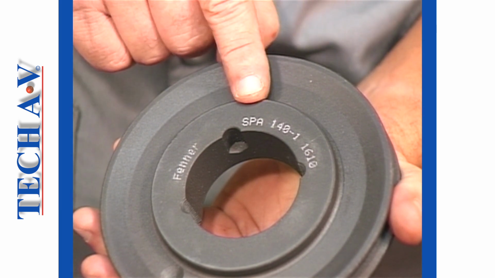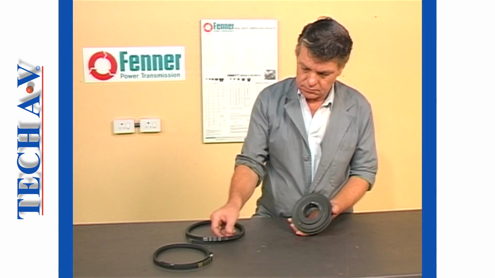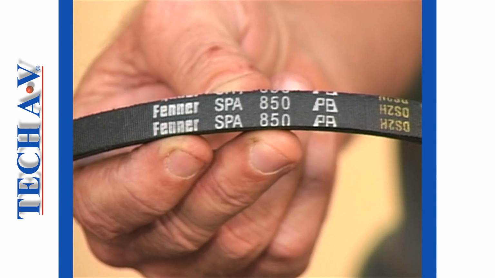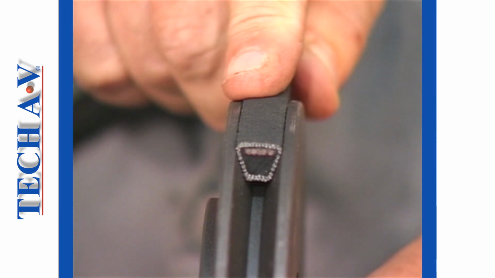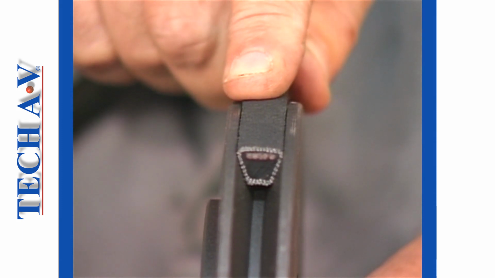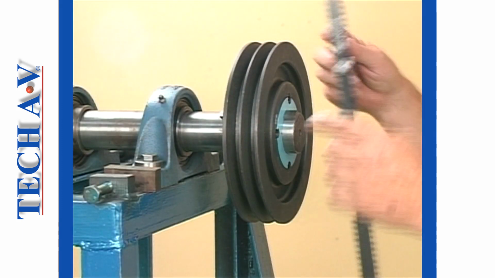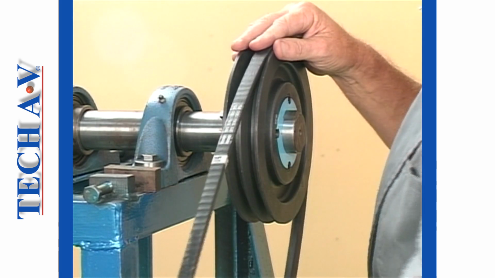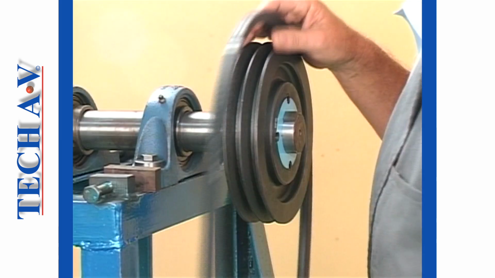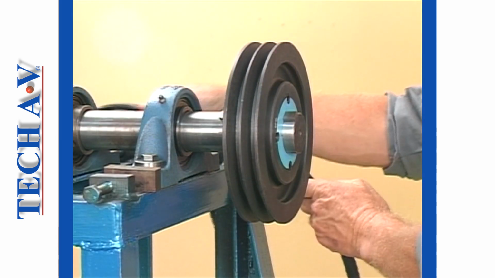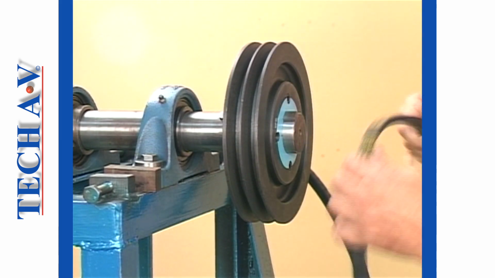For example, an SPA 13 mm pulley is designed to accommodate belts with a 13 mm top width, which includes both wedge and classical A-type belts. Likewise, an SPB pulley is designed to accommodate an SPB belt of 16 mm width, or a classical B-section belt of 17 mm width.